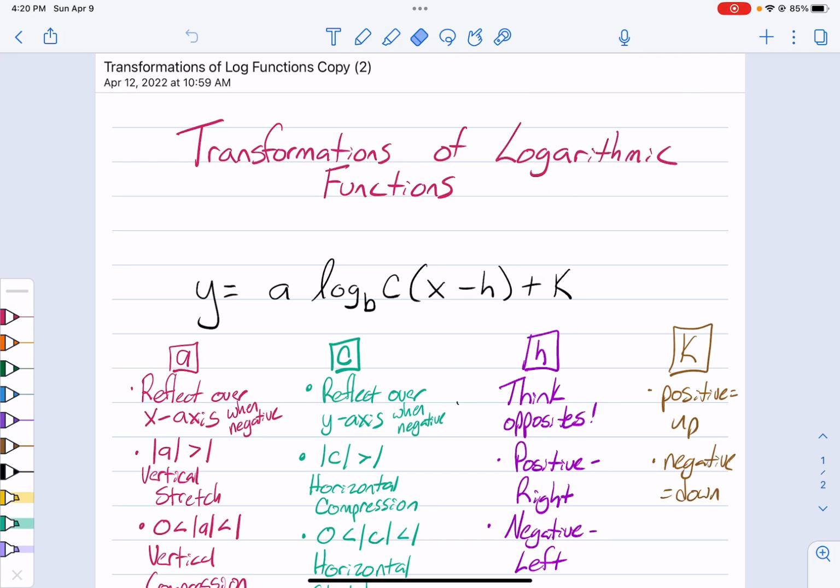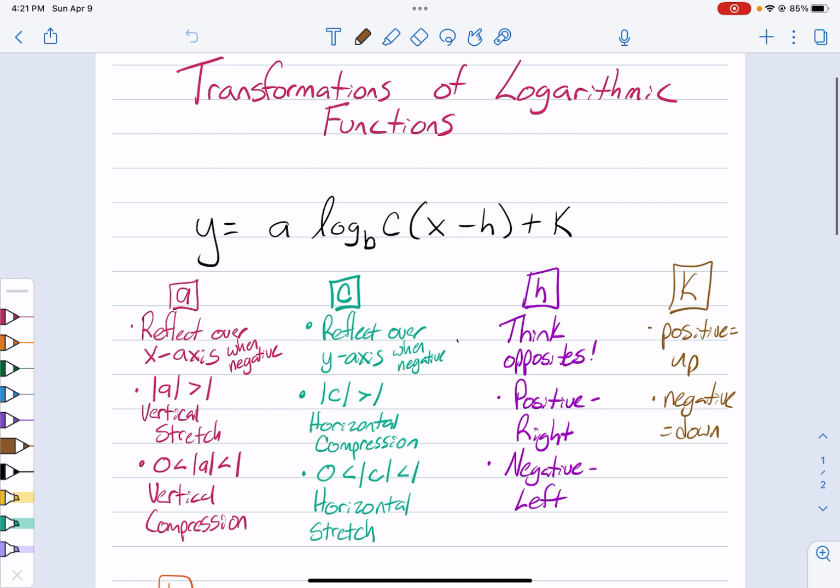Transformations of logarithmic functions. A lot of this should look very familiar. It is very similar to the rules for exponential functions. There is an a as our coefficient in front of our log. Our b is the base of our log. Our c is the coefficient in front of the parentheses.